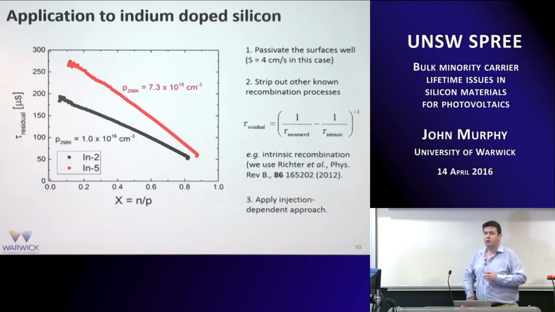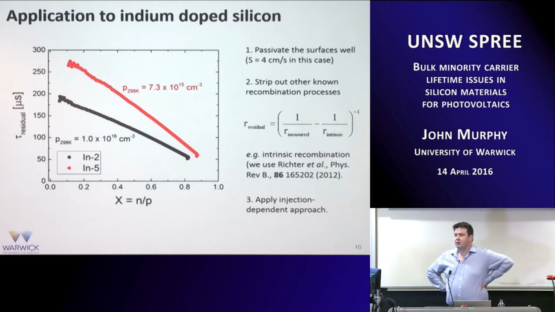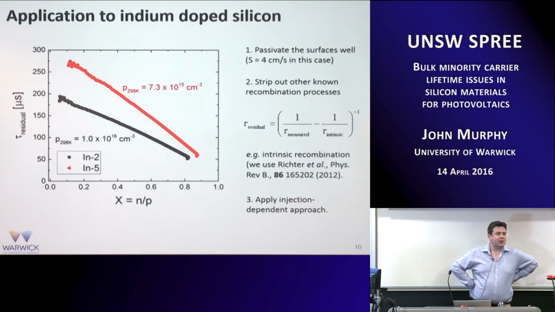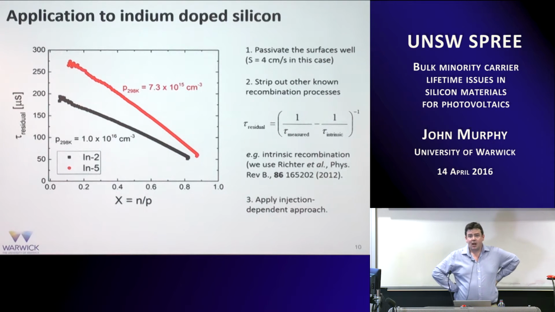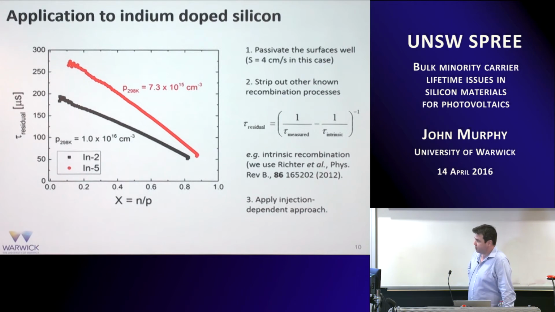One of the systems we've used it on is indium doped silicon. I'm sure everyone in the room is familiar with the idea of light-induced degradation. One of the big problems in p-type silicon doped with boron is that it degrades under light. And it degrades under light due to the formation of a centre containing boron and oxygen. And many of you have worked on that here. We're investigating an alternative p-type dopant in our work, and this is indium.